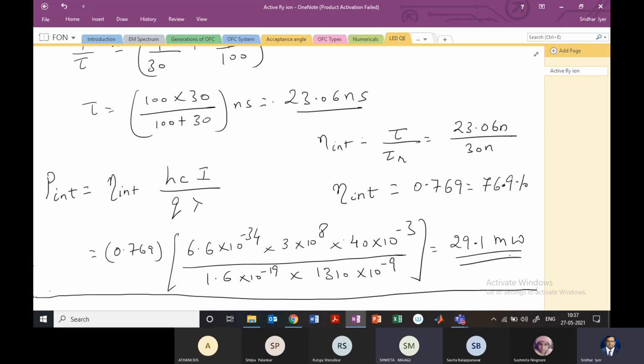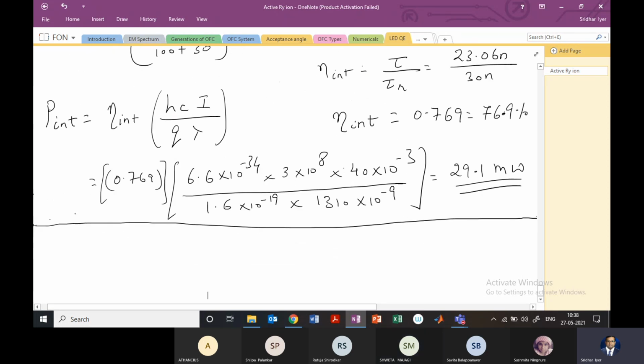So I got 37.78 into 10 raised to minus 3. No, have you used the same values? Did you multiply with this eta INT? I think your answer is just this bracket, hc by q lambda. Sir, got it now. I think you missed that internal quantum efficiency. So you're getting 29.1 milliwatt, right? Yes, sir. Okay, fine. Great.